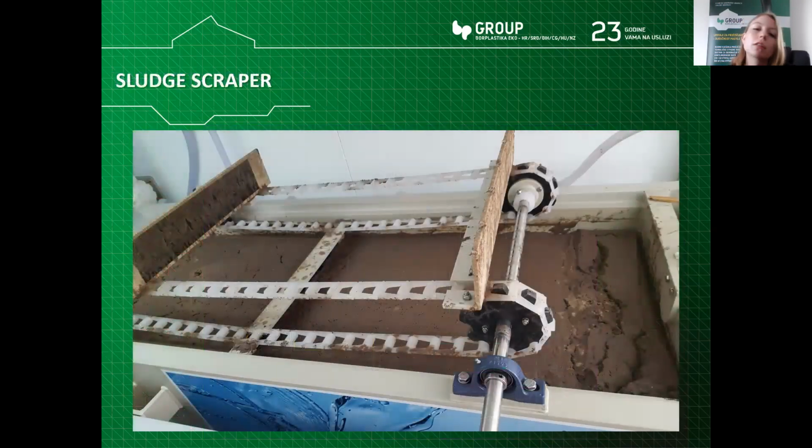On this picture we can see a sludge scraper from a DAF flotation system. As you can see, the sludge is located on the top of the water, on the top of the tank, and it's then discharged into a sludge tank.